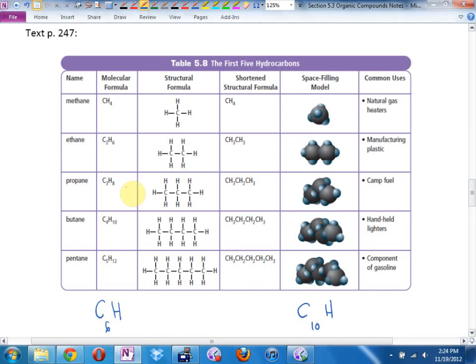Anybody spot it? What's 5 times 2? 10. What do I have here? 12. What's 4 times 2? 8. What do I have here? 10. What's 3 times 2? 6. What do I have here? 8. Anybody spot it yet?